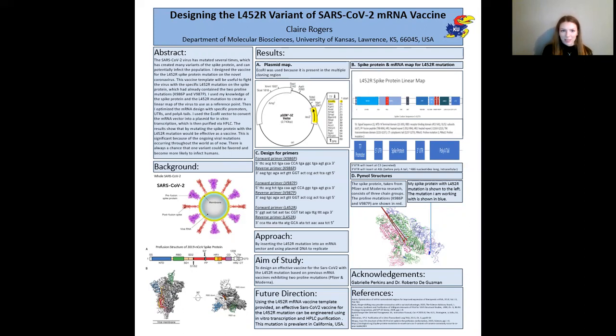SARS-CoV-2 mRNA vaccine. The SARS-CoV-2 virus has mutated several times, which has created many different variants throughout not only the US, but worldwide. I designed the vaccine for the L452R mutation in the novel coronavirus based on the vaccines already available, like Pfizer and Moderna. This is significant because the specific mutation is prevalent in the United States in the California region.